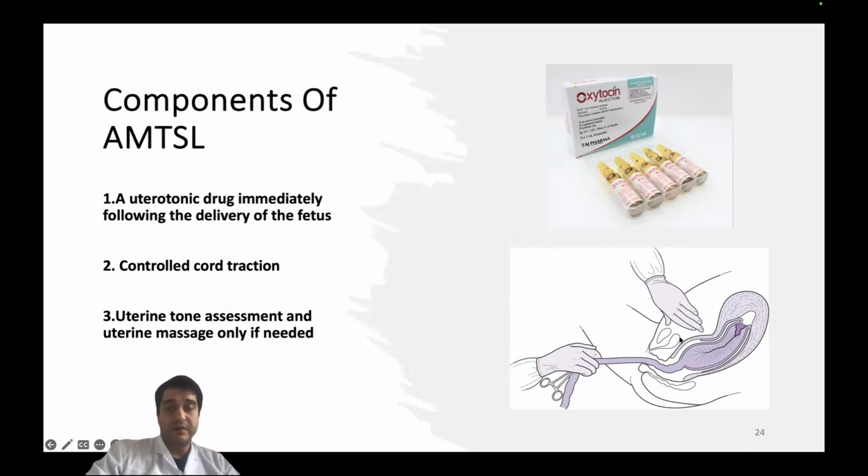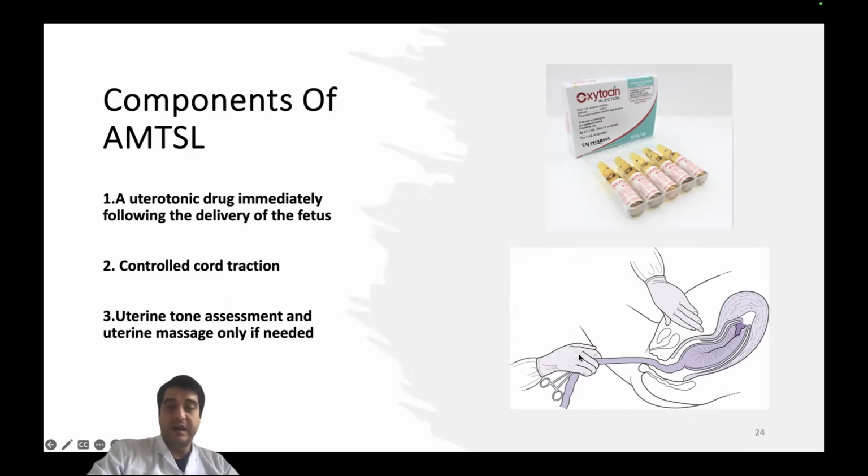Second is Kuznetsov's sign. If you press with your hand above the symphysis pubis, and you see the umbilical cord going inside, it means the placenta has not separated. If the umbilical cord is not moving, it means the placenta has separated and you can apply traction and pull it out.